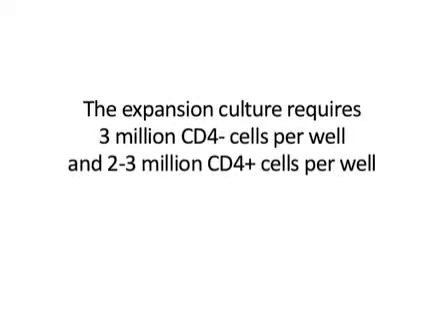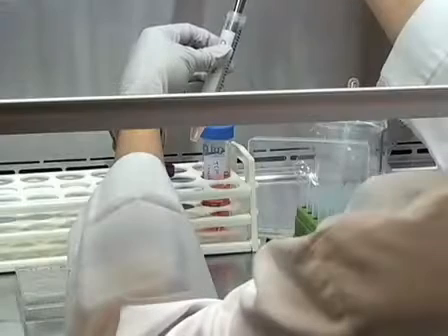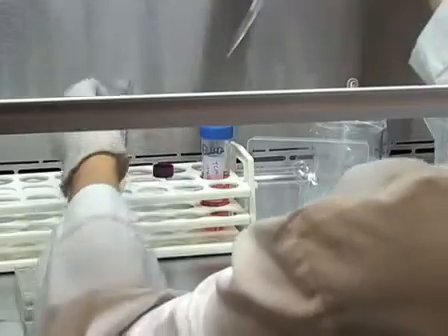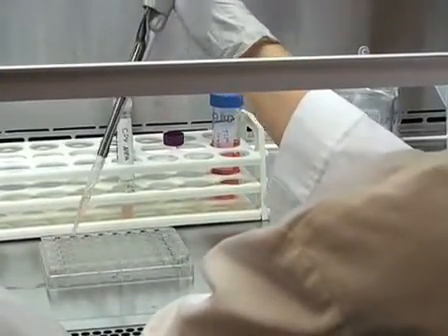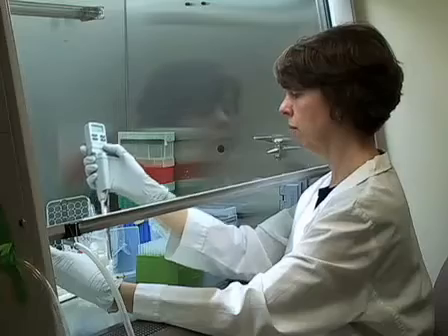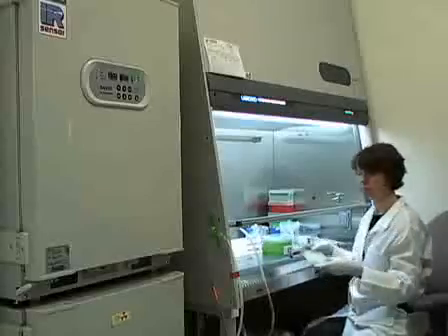The expansion culture requires 3 million CD4 negative cells per well and 2 to 3 million CD4 positive cells per well. Typically, CD4 positive cells are the limiting population. Aliquot CD4 negative cells into the appropriate number of wells on a 48 well plate by adding 300 microliters to each. Place the plate in a 37-degree incubator for 1 hour.